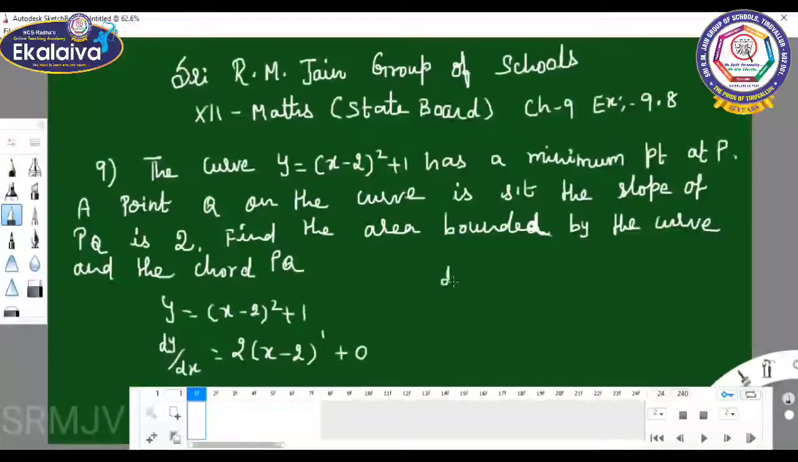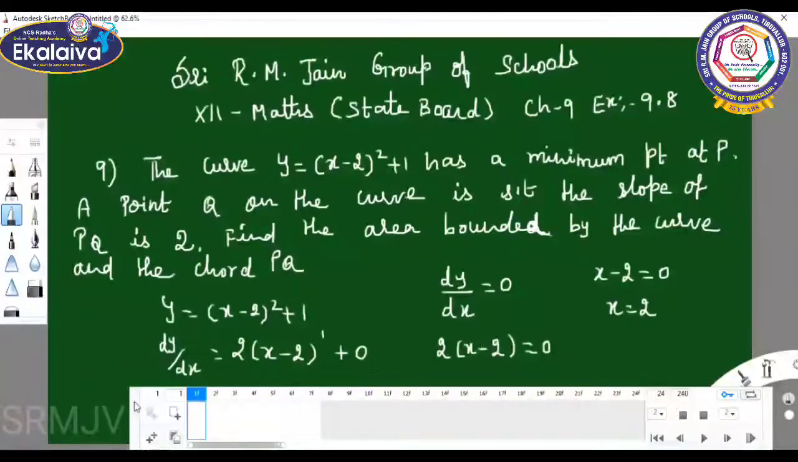Now dy by dx equal to 0. So 2 into (x minus 2) equal to 0. Then x minus 2 equal to 0, because the 2 you can bring to the right hand side, it becomes 0. x equal to 2 is the critical point.